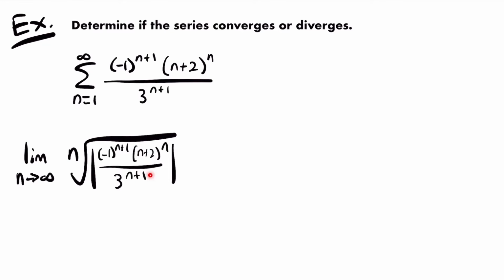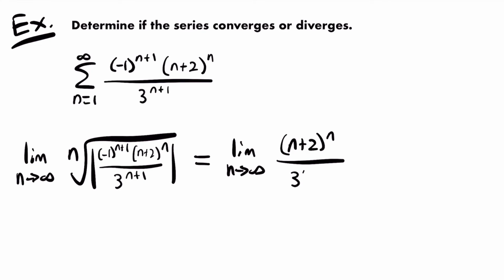Now for the rest of our expression, we have n plus 2 to the power of n and 3 to the power of n plus 1. Both of those are always going to be positive for the values of n we're working with, and so they're going to remain unchanged. So I'm just going to rewrite this limit. We'll have the limit as n approaches infinity of (n plus 2 to the power of n divided by 3 to the power of n plus 1) to the power of 1 divided by n. I'm just rewriting that nth root to be the quantity to the power of 1 divided by n.